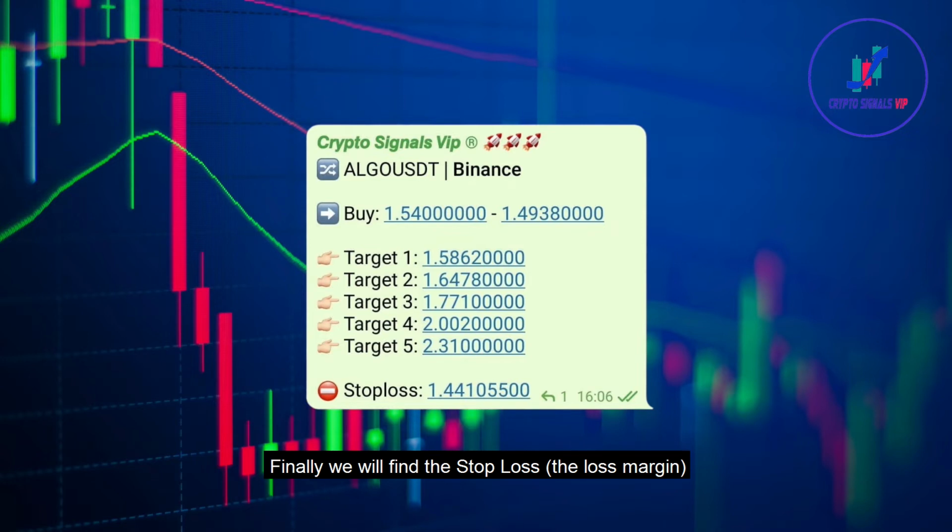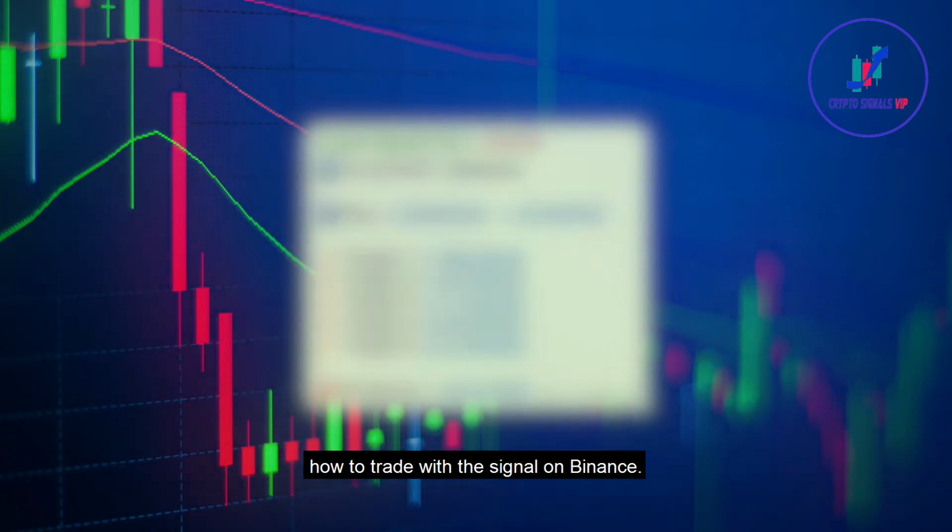Finally, we will find the stop loss, the loss margin, which, if touched, closes the trade at a loss and will spare us from much greater damage. Let's move on to the practical example and see how to trade with the signal on Binance.